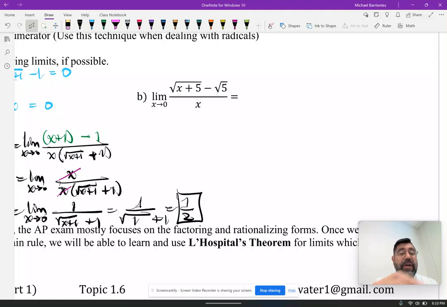As promised, here we are in part B. Let's get to it. Let's evaluate the limit by direct substitution to see if we get an answer. We're going to take the limit as x approaches 0 of this.